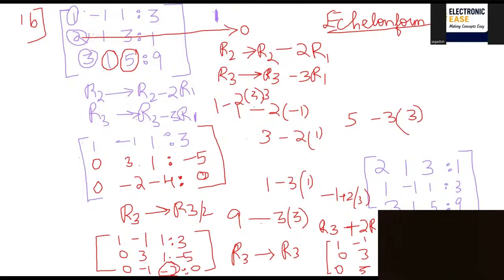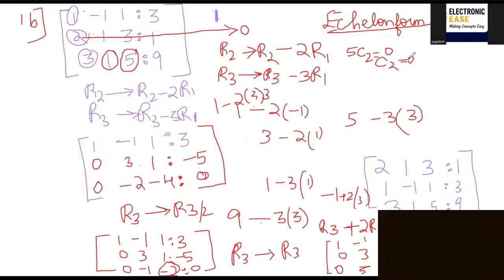So what will I be getting? 5C2 is equal to 0. So the C2 value I got as 0. So 5C2 I got as 0, and the C2 value I will be getting as 0.